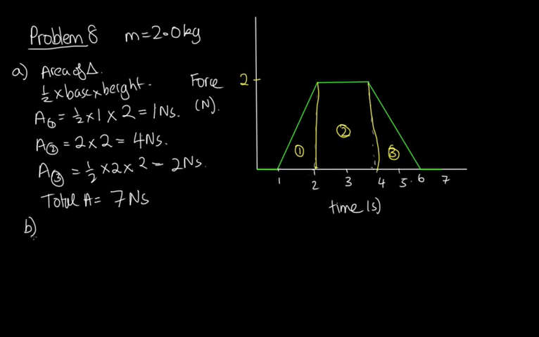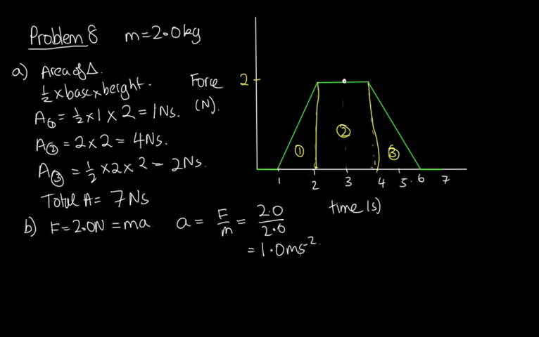Part B, calculate the acceleration of the object at t is equal to 3 seconds. So at 3 seconds here, we're told that the force acting on the object is 2 newtons. So F is equal to 2 newtons, and we know that F is equal to ma. So a is equal to F on m, which is 2 newtons over the mass, which was 2 kilograms, and so that is equal to 1 meter per second squared is the acceleration. And the direction will be in whichever direction that force is acting.